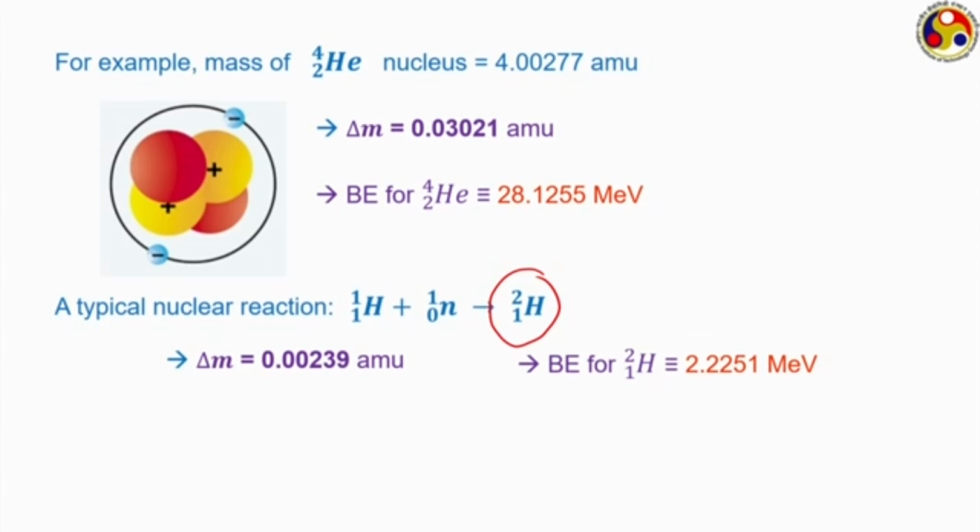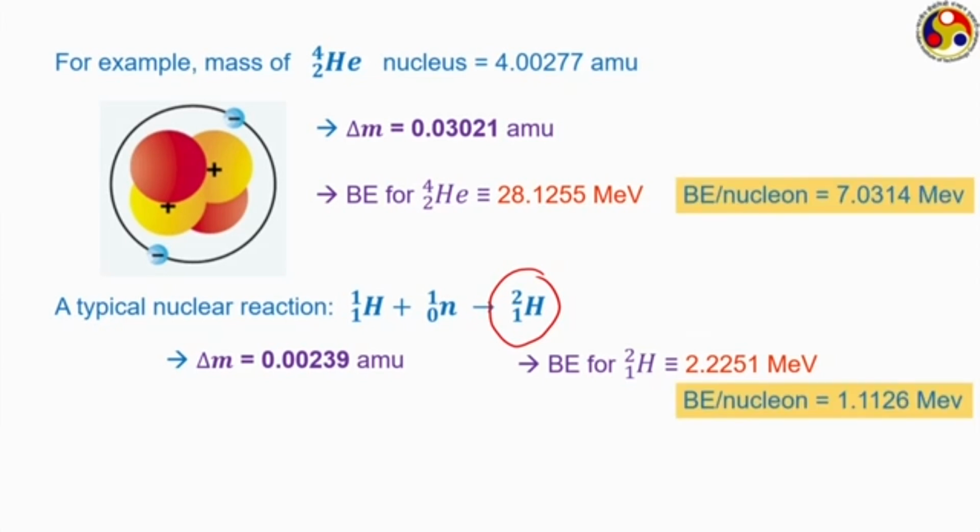But another measure is extremely important and useful in this context, that is binding energy per nucleon. We can calculate binding energy per nucleon by dividing the binding energy by the number of nucleons present in that nucleus. Like in case of helium, we are dividing this 28.1255 by 4, and so we get a binding energy per nucleon of 7.0314 MeV. Whereas, in case of deuterium, we are dividing by 2, because there are only 2 nucleons, and therefore, we get the value as 1.1126.